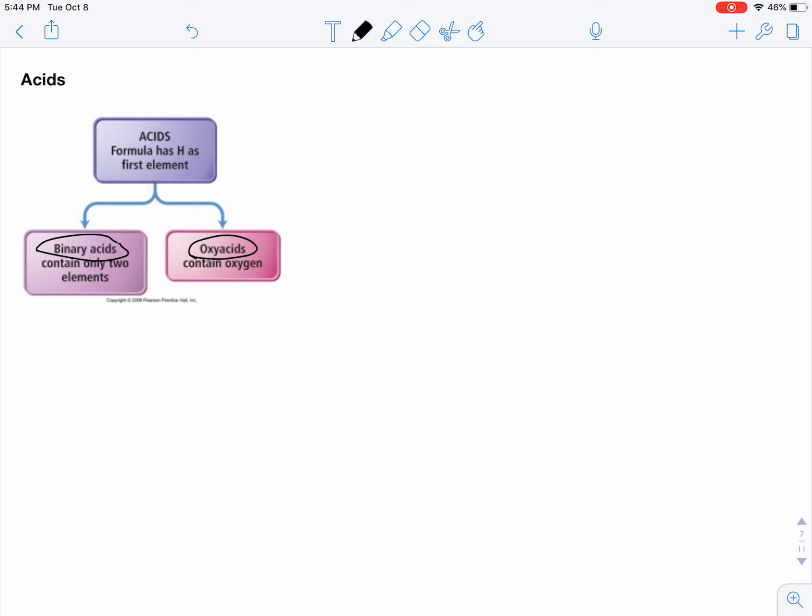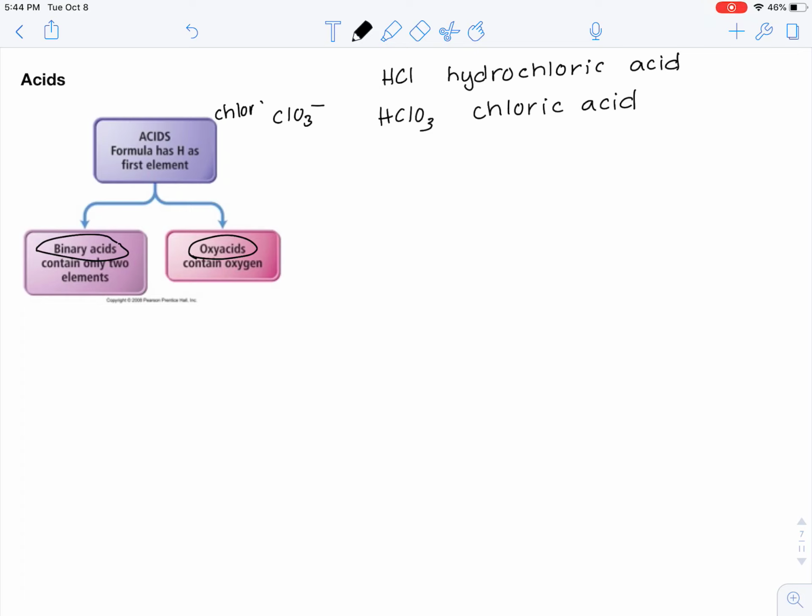Best example here would be something like chlorine and chlorate. For example, HCl. This is binary, two elements together, hydrogen and chlorine, neutral compound. So you have to add the prefix hydro and then chloric, the ending IC, acid. Now what if you have HClO3? Now you have an oxyacid. You see that chlorate is your base polyatomic ion, so you do not write hydro, you just write chloric acid because it comes from the ClO3 minus, which is chlorate.